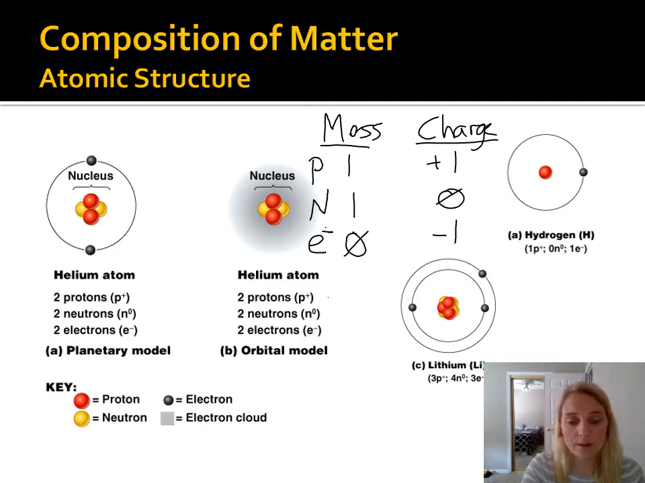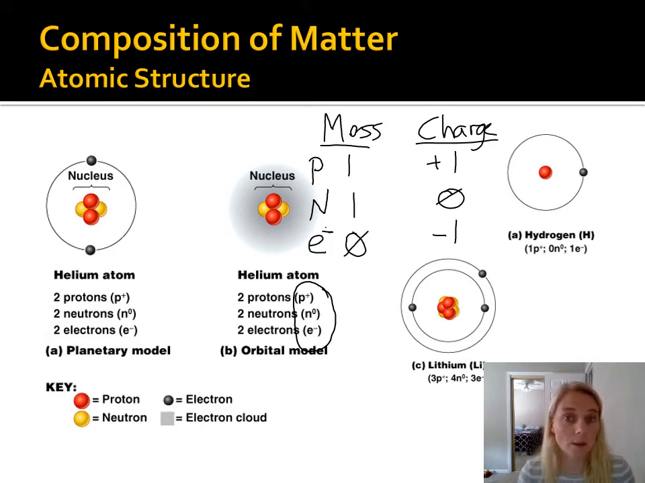So that's what these are showing: protons with a plus, neutrons with a 0, electrons with a negative, showing their charges. Those are some characteristics of these subatomic particles. Protons are found in the nucleus.